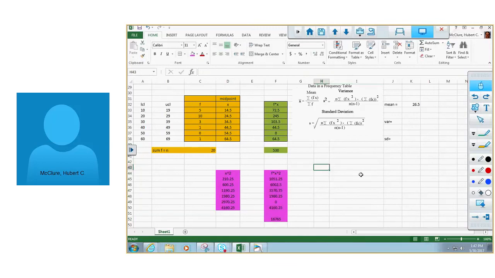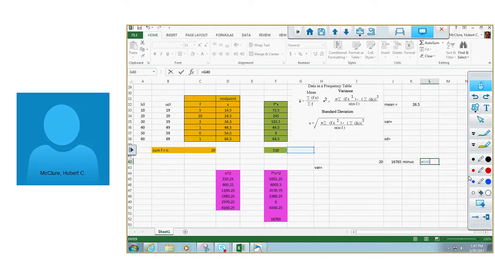And now I'm going to go here and I'm going to say variance is equal to, and what's the first thing that comes in the variance? N. Well, that's equal to, right there. And then what? The summation of f times x squared. That's that right there, right? Minus the summation of f times x, quantity squared.